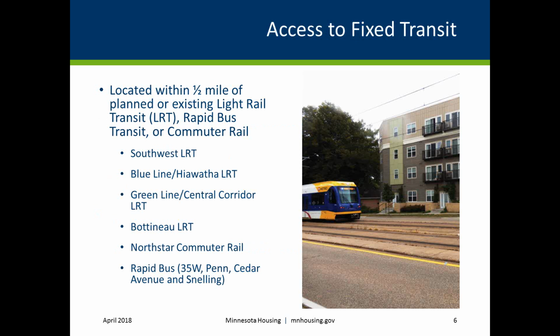The first strategic priority policy is access to fixed transit. Projects located within 1/2 mile of a planned or existing light rail transit, also known as LRT, rapid bus transit, or commuter rail station are eligible. Fixed transit lines that are currently existing or that meet the definition of planned lines are the Southwest, Hiawatha, Central Corridor, and Bottineau LRT, stations of the 35W, Cedar Avenue, and Snelling Rapid Bus. Applicants can determine eligibility using Minnesota Housing's Community Profiles tool.